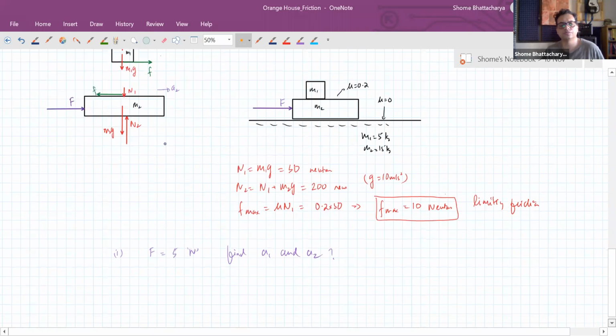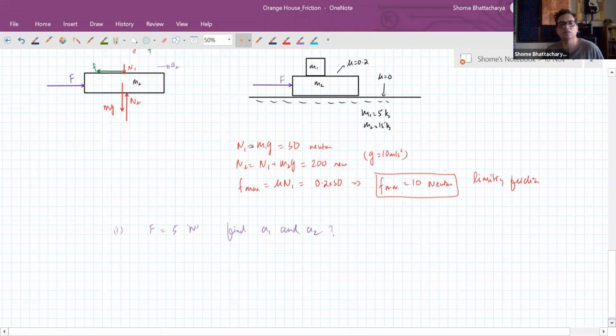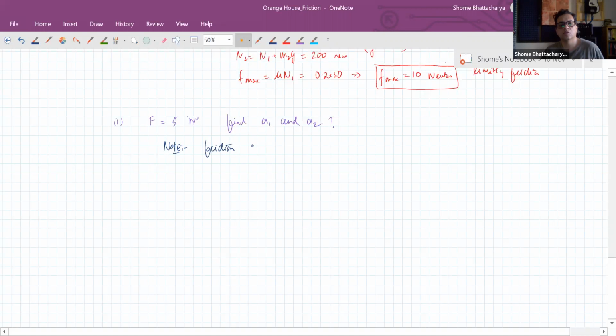So friction opposes slipping such that it tries to make the blocks move together. That is, A1 is equal to A2. And if this happens, static friction will be acting.